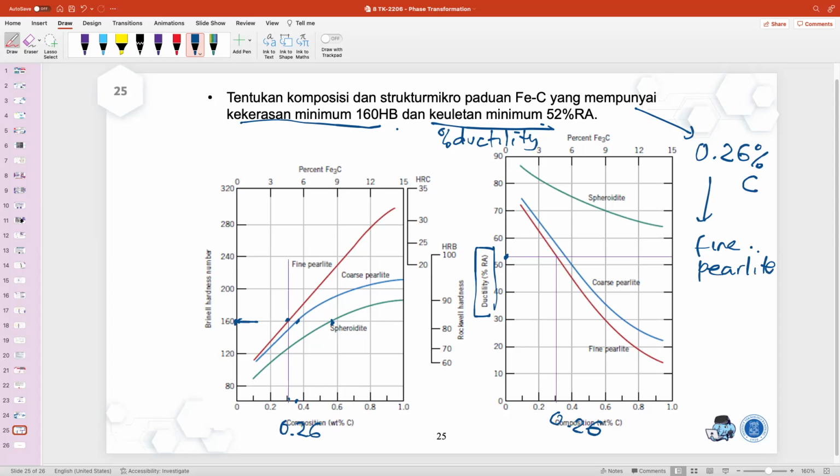Okay, so you can try it by yourself at home. Of course, not assignments, but try that as practice before the exam. For the composition and the microstructure of the alloys, when you have the Brinell hardness number and the minimum ductility, you need to check both graphs, and from that you will find the answer. Okay. All right, I think that's all for today.